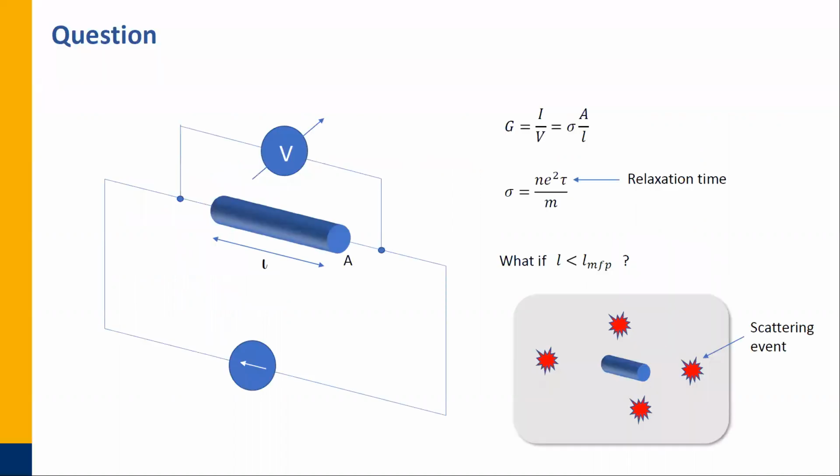So let's start with the question. Say you have a conductor, and we are applying a current and measuring a voltage. We know from Drude's law that the conductivity is given by n e squared tau over m. But what if the dimension of my device is smaller than the mean free path of the material? Drude's law works perfectly for diffusive systems, but what if my device is so small that no scattering event happens inside it? How do we probe the conductivity of this device?